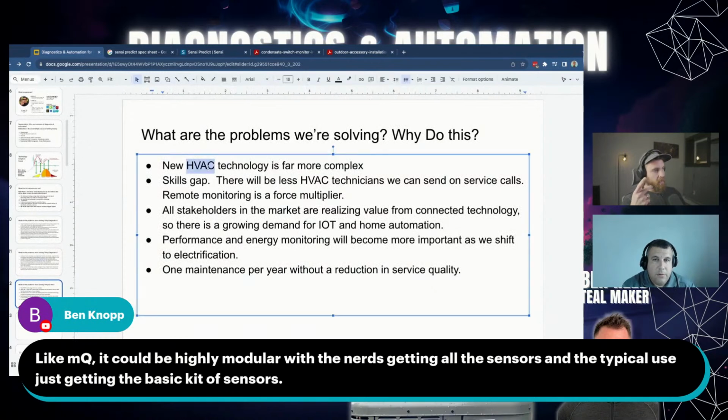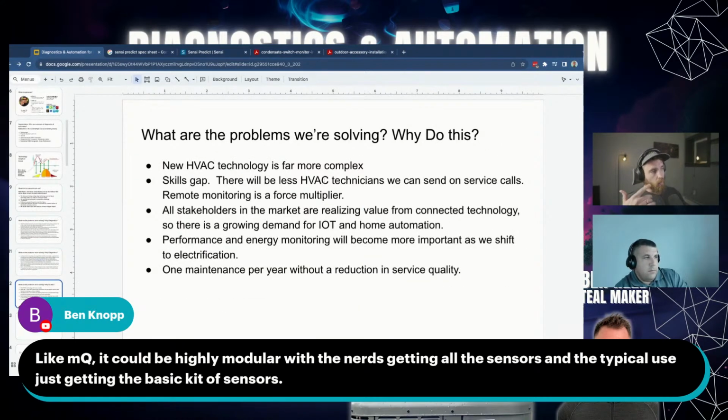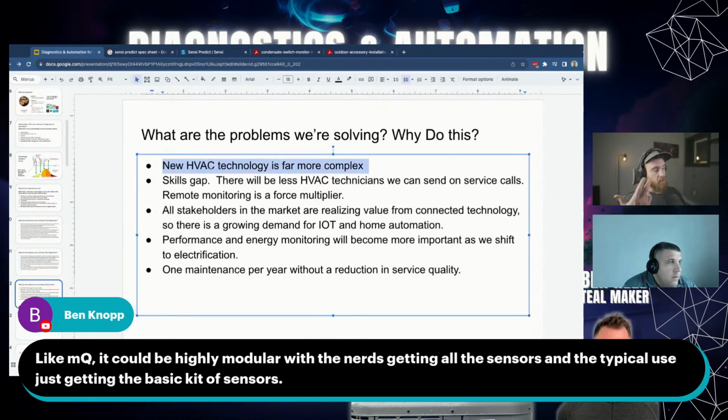So there's the third slide in this: what are the problems that we're solving, and why are we doing this? There's also the bigger market opportunity, where new HVAC technology is becoming far more complex, which begets more complex requirements for monitoring. There's a massive skills gap right now, and I think some of these you added, Tim. So if you wanted to go through.